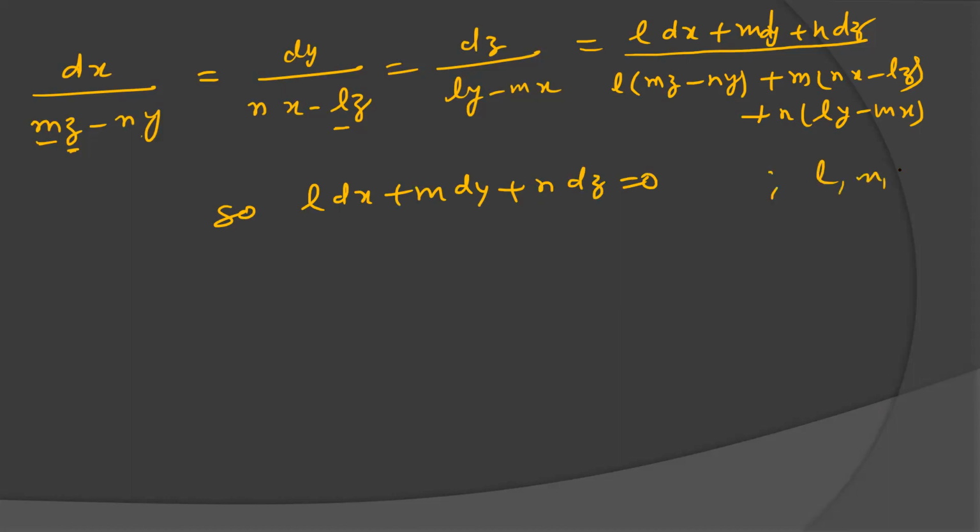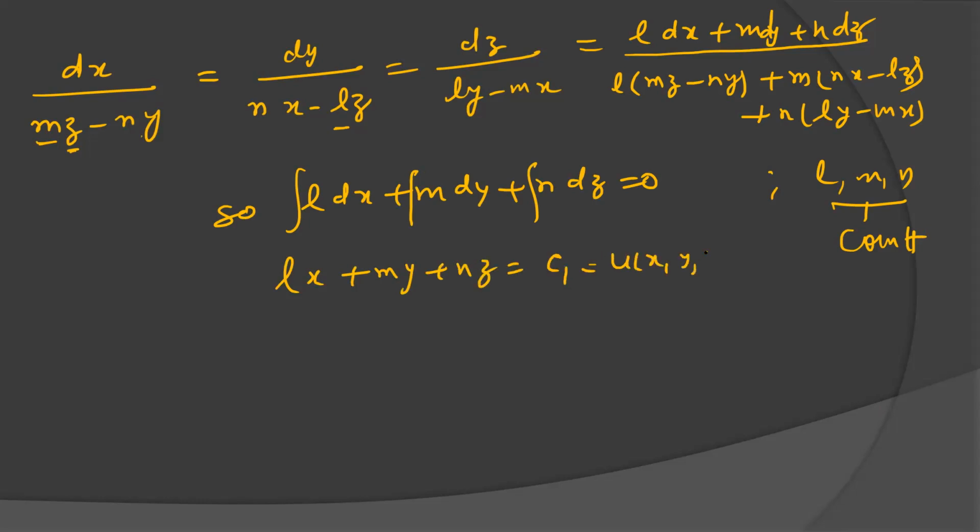Here the important point is that the multipliers are constants, so you can integrate very easily and take them outside. So it is lx plus my plus nz equal to constant. This is your first solution, u of x, y, z.